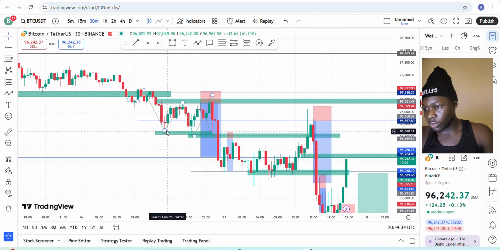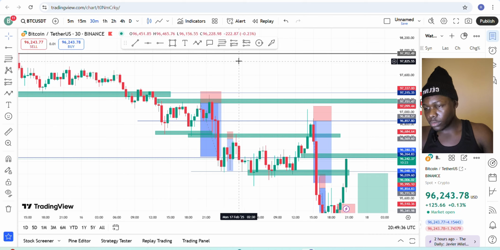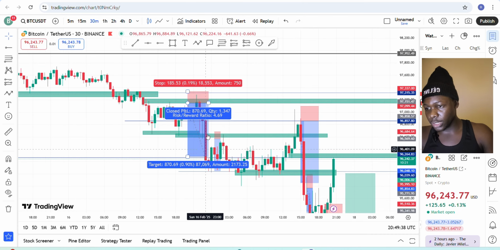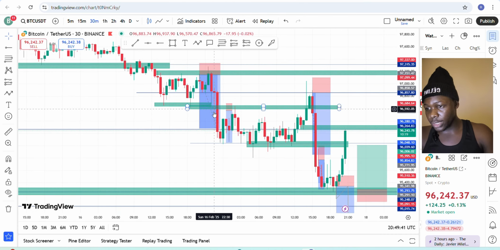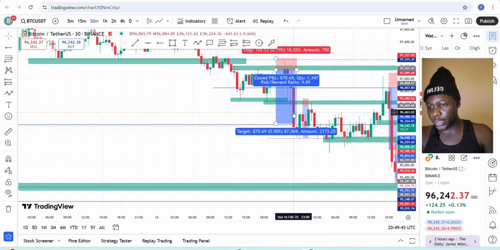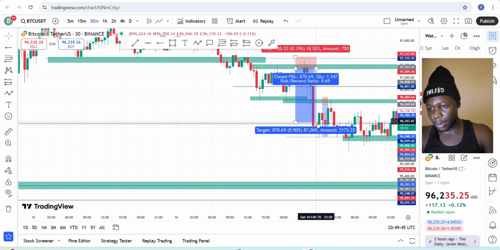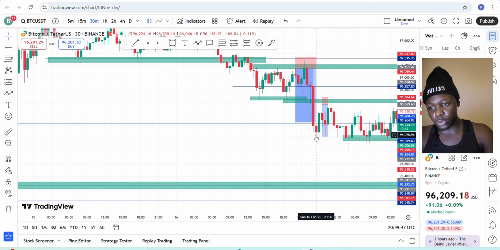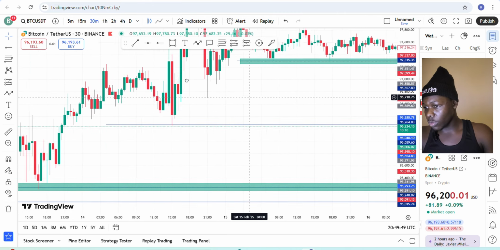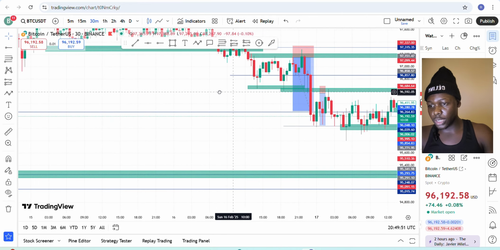And then what did we do? We took ourselves down to this side. We closed at this zone. We have a reason why we closed at this zone. We don't care about what else happened over here. So we closed at this point.